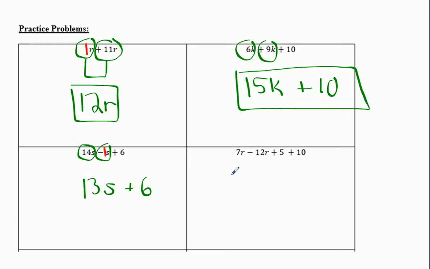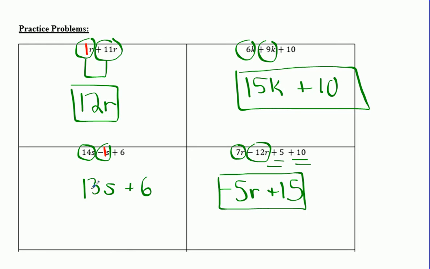There we go. Next one has 2 like terms. These guys are alike. So I'm going to add those first. 7 minus 12. Again, I can do that in my calculator. Or I can do 7 plus negative 12. Up to you. And then I'm going to combine these guys together. Positive 5 plus positive 10 makes positive 15. And there we go.